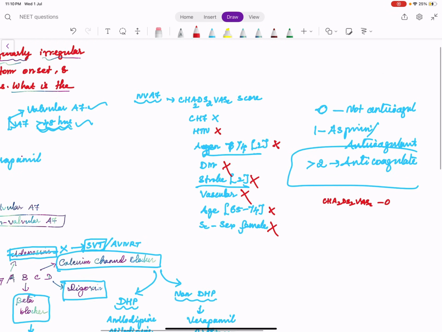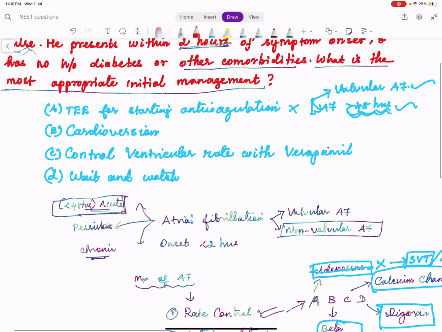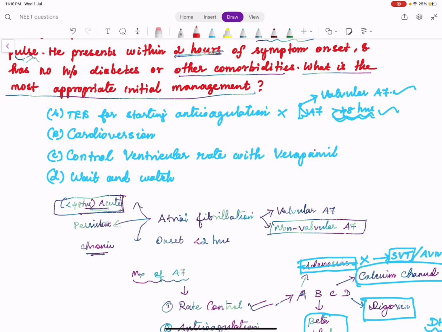So even if it is a non-valvular AF, there is no indication for anticoagulation. You need not actually calculate CHA2DS2-VASc in this case because the time interval is only 2 hours and it is an acute onset AF, so straight away there is no indication for anticoagulation.